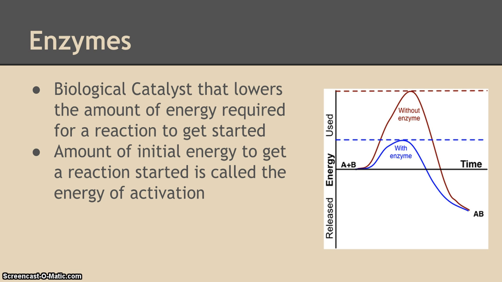We need less. So what happens is, without the enzyme, the red here we see, we need to get all the way up to here before we can start the chemical reaction. So when we have the enzyme, we get the lower energy of activation. We can start the chemical reaction without as much energy.